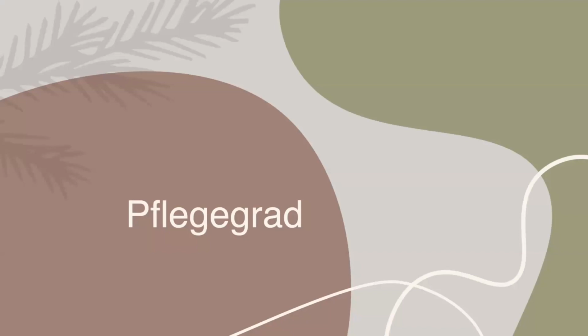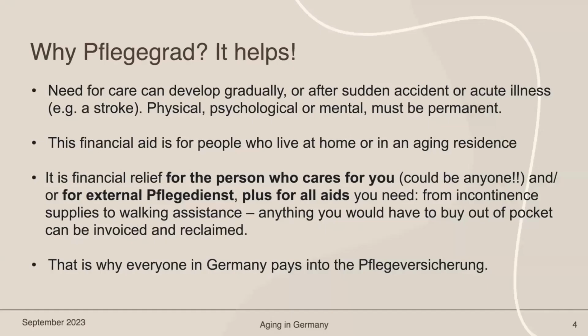Why go for Pflegegrad? That's the level of care you might be able to access. So the next slide says, why Pflegegrad? Because it helps. I found out in my research that getting a Pflegegrad allocated, so the level of how much care you need, gives you access to monetary aid, or to people who can help you with this care. So it's for physical aid or psychological and mental aid.